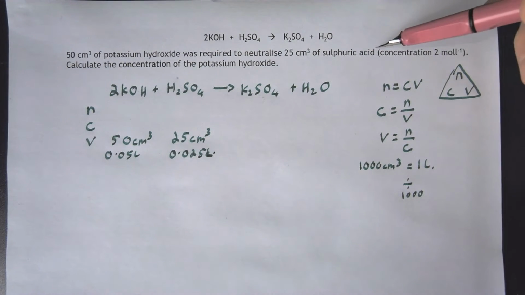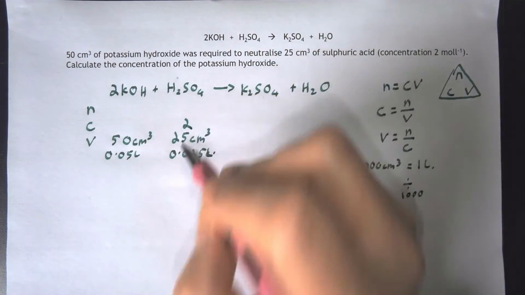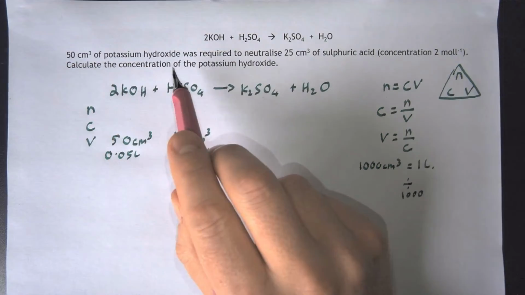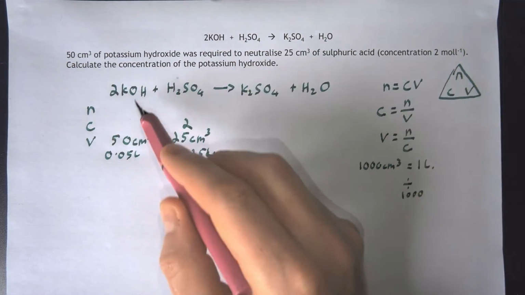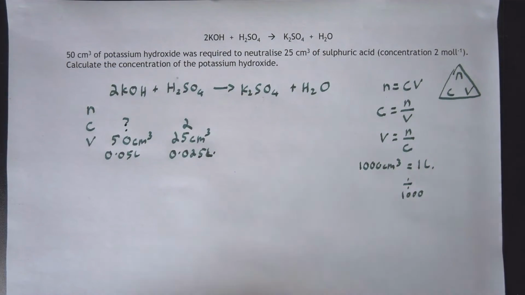I've been told that we have a concentration of sulfuric acid of 2 moles per litre, so that's going there. And we have also been asked to calculate the concentration of the potassium hydroxide, this thing here. So what I'm going to do is put a wee question mark under the concentration on the potassium hydroxide, because that's what we're trying to get to.